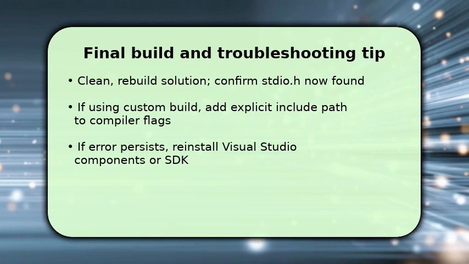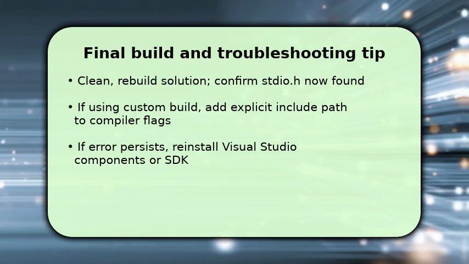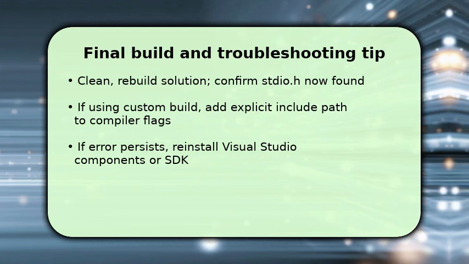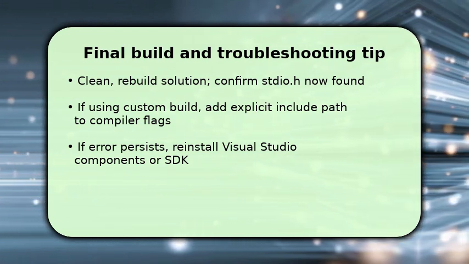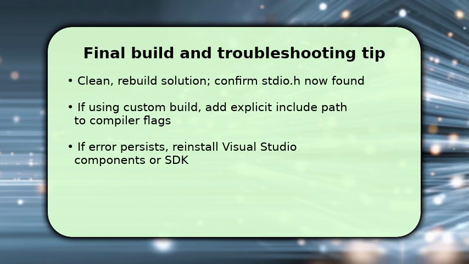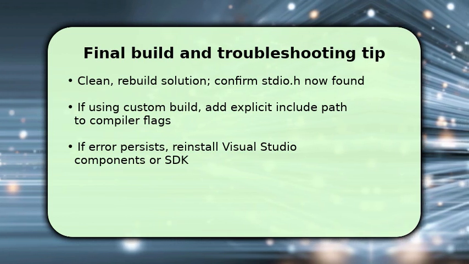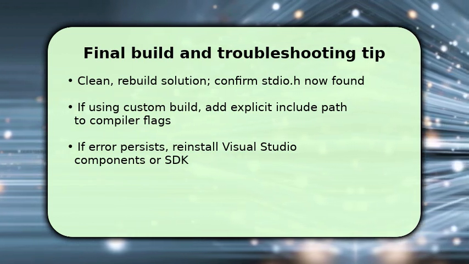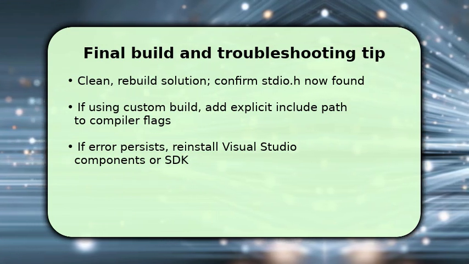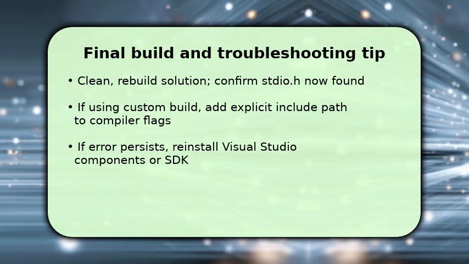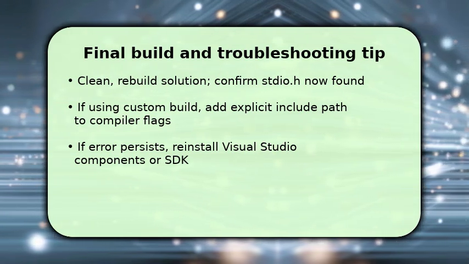If you use custom build steps or CMake, add the MSVC include directory explicitly or regenerate tooling files to ensure consistent paths. Make sure project platform, x86 versus x64, matches installed toolset libraries. Troubleshooting tip: if headers still fail, repair or reinstall the C++ workload and Windows SDK via the Visual Studio installer. Corrupted or missing components are a common root cause.